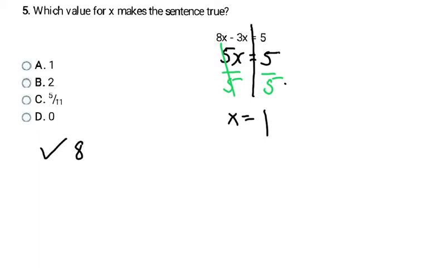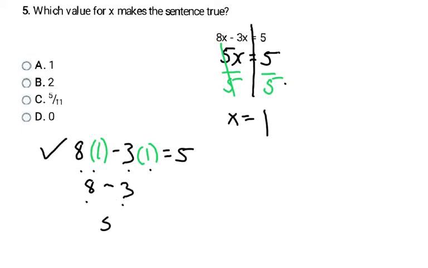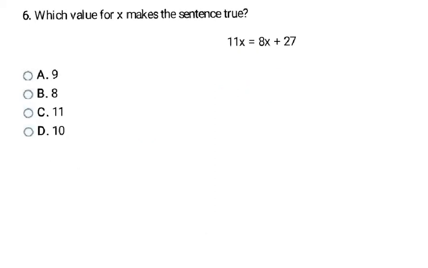I'm just going to substitute my answer back in for x in that original equation. So in my original equation, I had two x's, so I'm going to be substituting twice. I'm going to do multiplication and division first, right to left. So 8 times 1 is 8, minus 3 times 1 is 3. 8 minus 3 is 5. And that's what my right side is also. They're both the same, so they do check out. So my answer here is going to be A, 1.